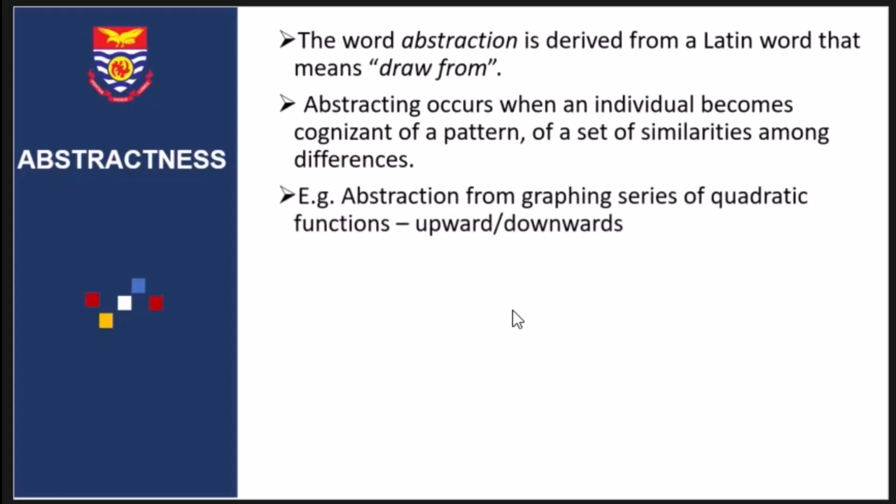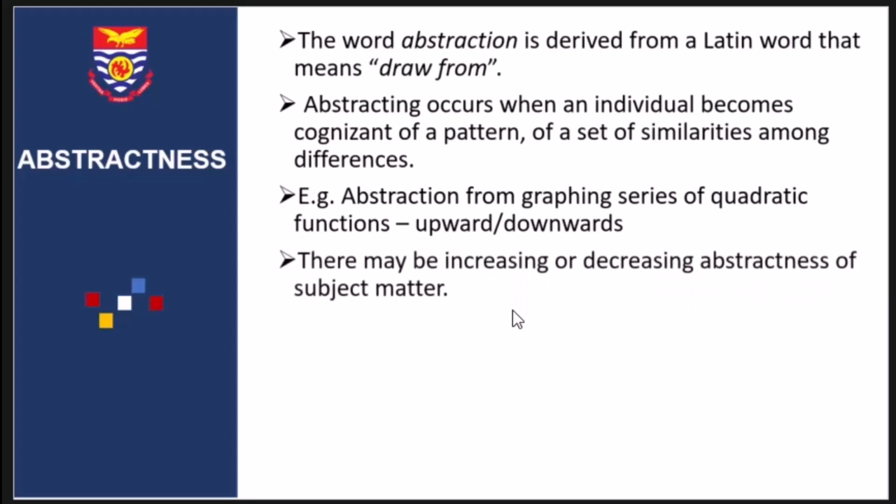And we can look at an example of such abstraction, which is from graphing a series of quadratic functions. When you let students draw a lot of quadratic graphs, they'll be able to identify and generalize that it either opens upwards or downwards. These are the two categories of quadratic graphs that we can have. And this can be in increasing or decreasing abstractness.